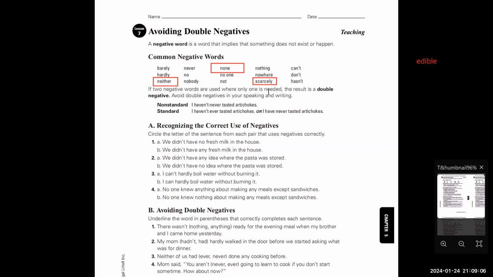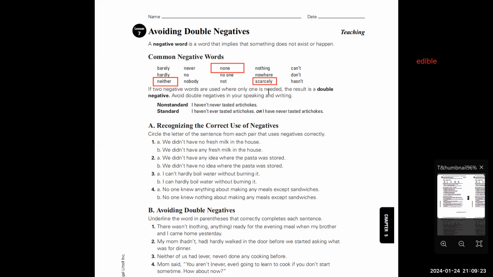Okay? So try to compare non-standard and standard. How will you compare it? What's the difference? Look at the two sentences. Can you see the difference between the two? I haven't never tasted artichokes. Never, I and have, ever.